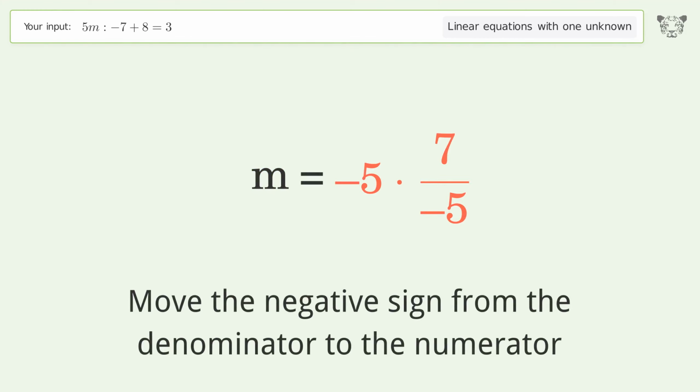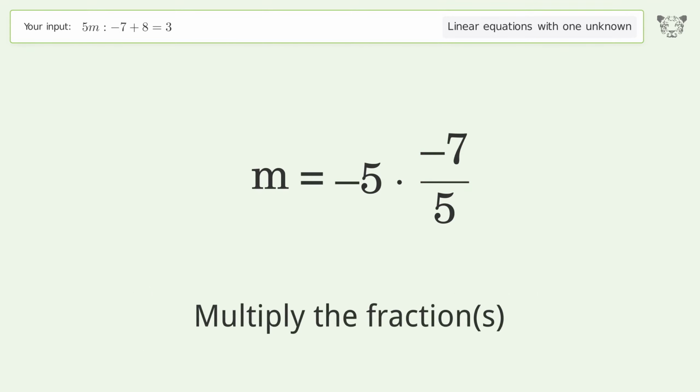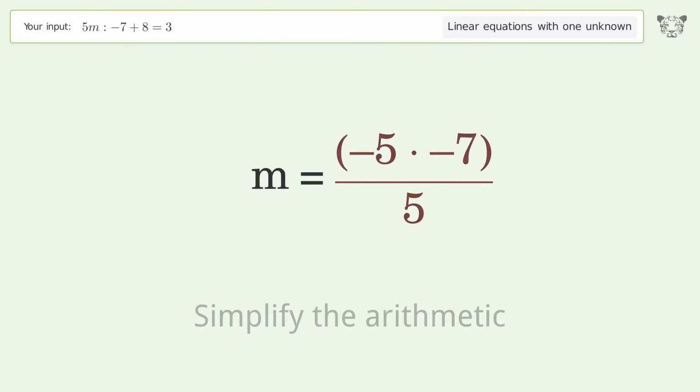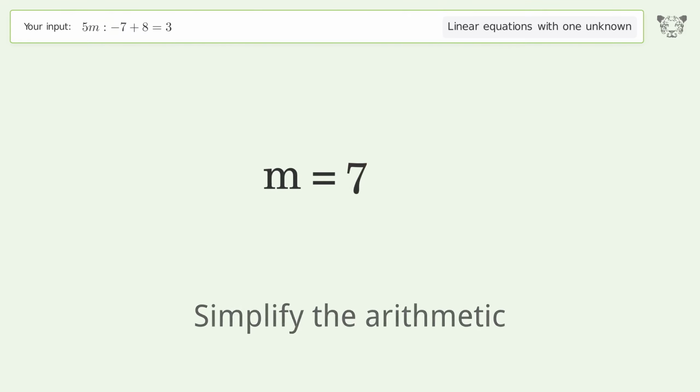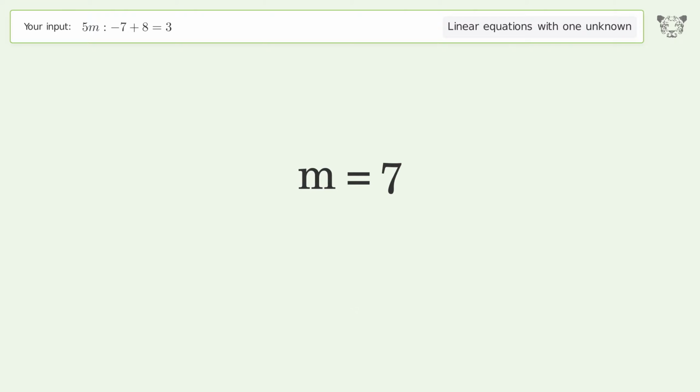Move the negative sign from the denominator to the numerator. Multiply the fractions. Simplify the arithmetic. And so the final result is m equals 7.